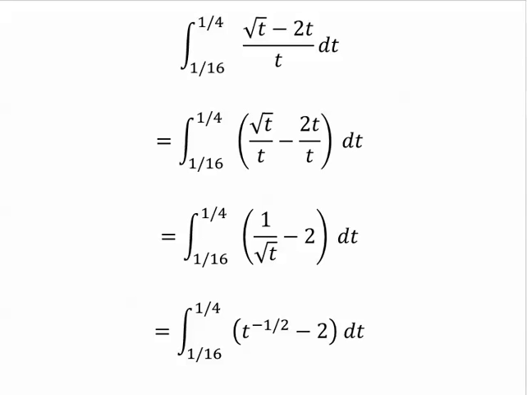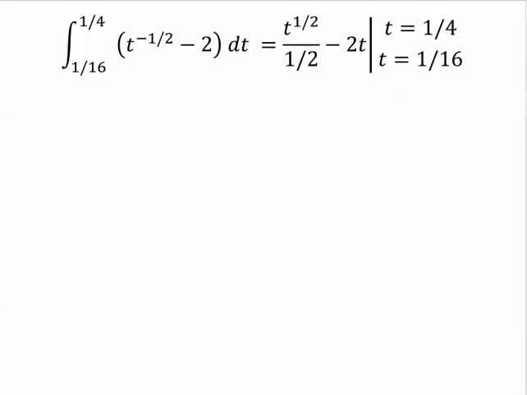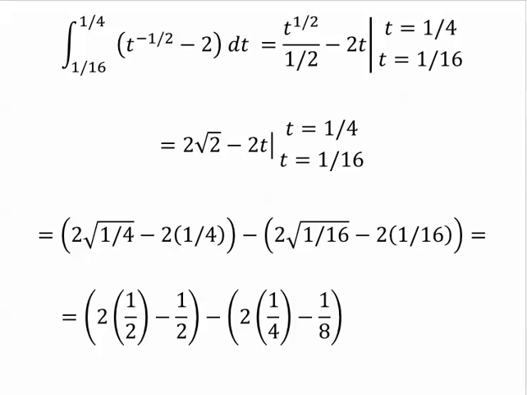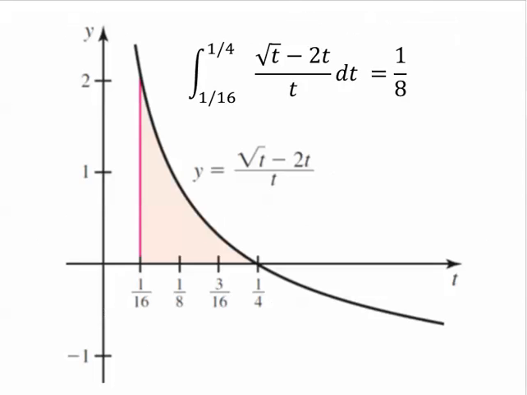So find the antiderivative. Before you evaluate, simplify. I also switched back to radical notation, but you don't have to do that if you don't want to. Now evaluate. Remember, it's the top number minus the evaluation at the bottom number. Square root of 1/4 is a half. Square root of 1 over 16 is a fourth. And after I do the arithmetic, I get an answer of 1/8. And so the net area from 1 over 16 to 1 over 4 is equal to 1/8.